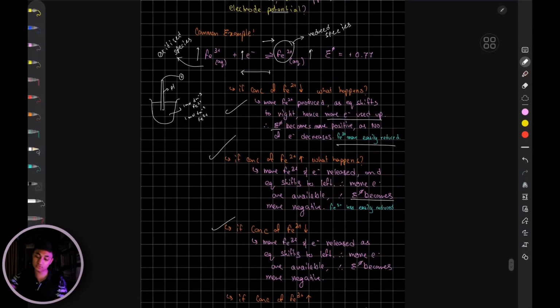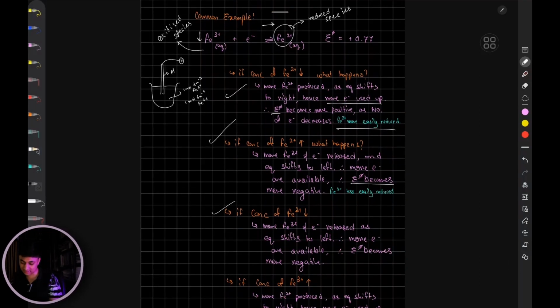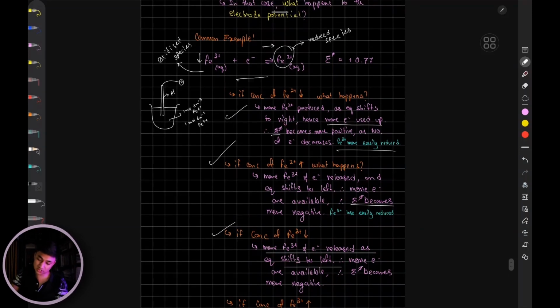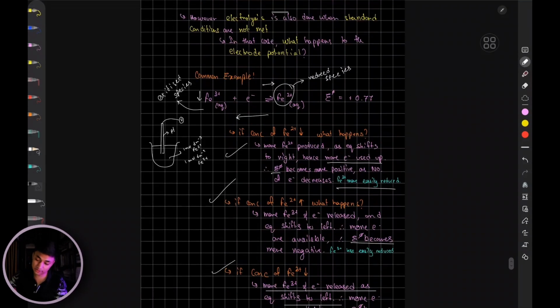Third case, what happens if I reduce the concentration of Fe3+? If I reduce the concentration of Fe3+, what's going to happen? There is a lack of reactants on the left-hand side. Therefore, the equilibrium will be shifted to the left-hand side to compensate for the lack of reactants. The concentration of Fe2+ will also decrease. Why? Because these species, that is the reduced species, have to again become oxidized to increase the concentration of Fe3+, because you have reduced the concentration of Fe3+.